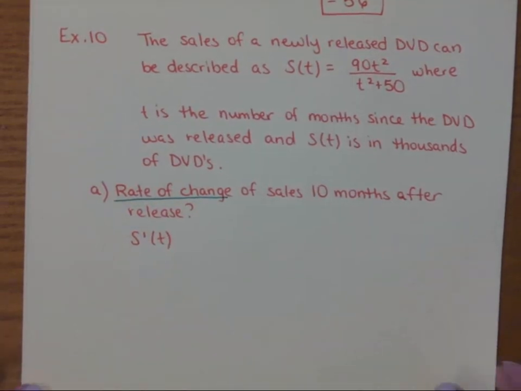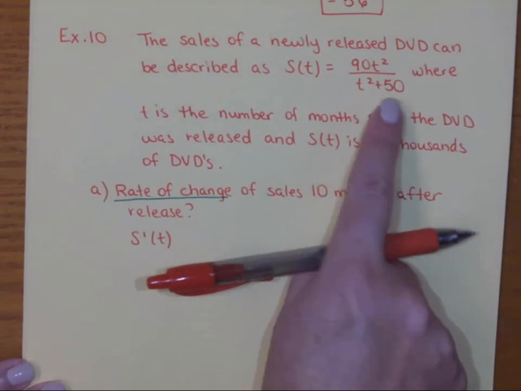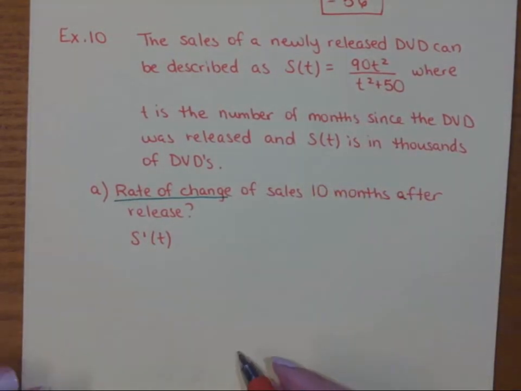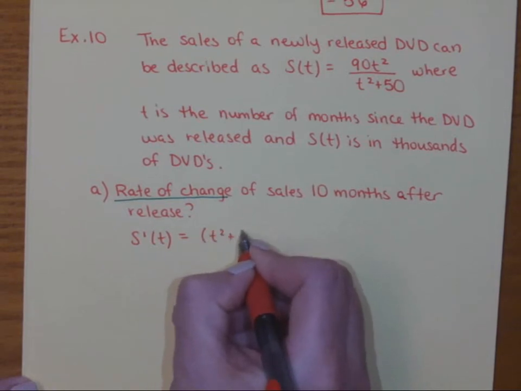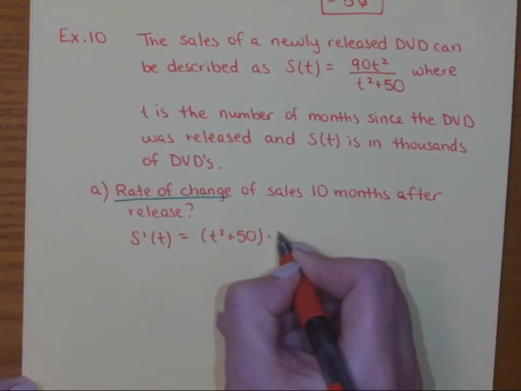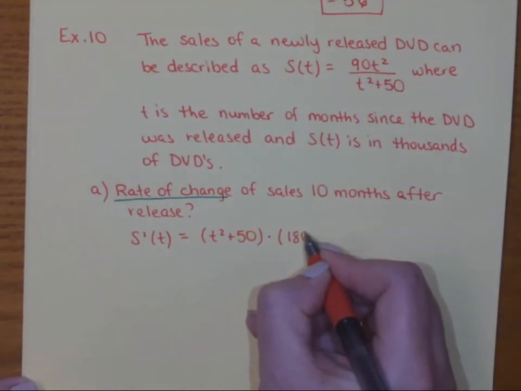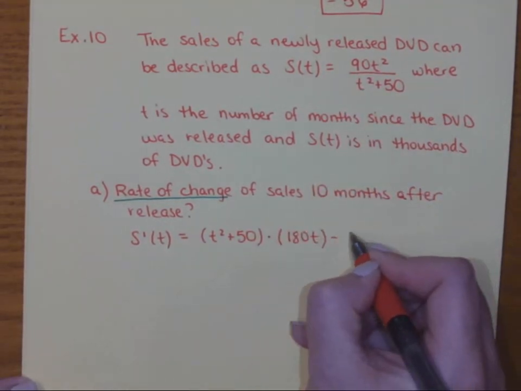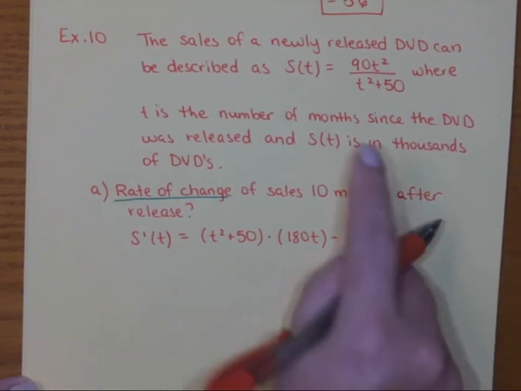So notice that looks like S prime of t. Notice if you look at this, it's a quotient, right? It's something divided by something else. So yes, I'm going to have to use the quotient rule. Okay, so let's go slow. Bottom times derivative of the top. The derivative of 90t squared would be 180t minus the top times the derivative of the bottom.